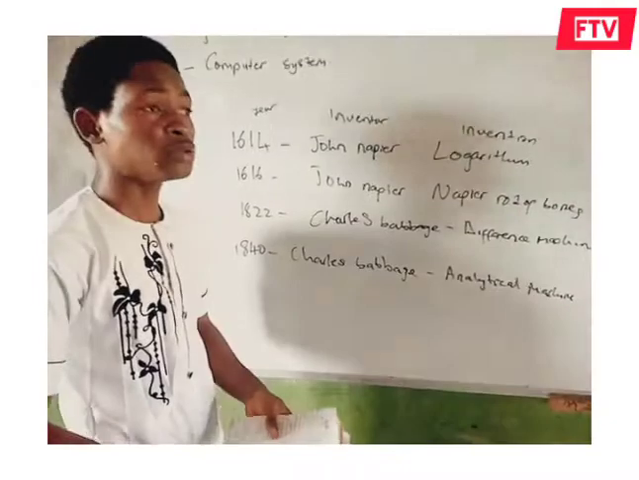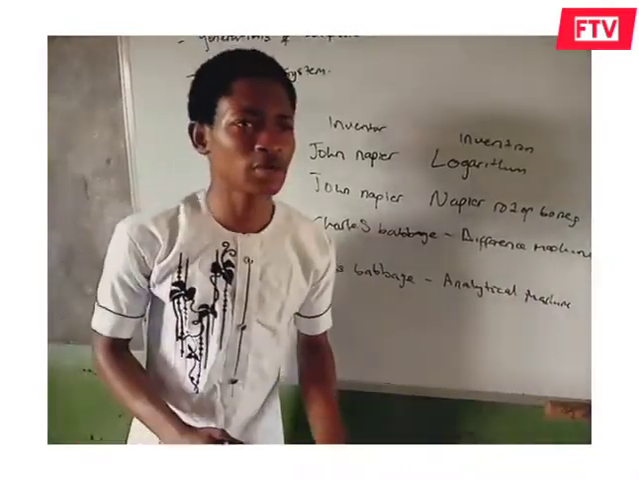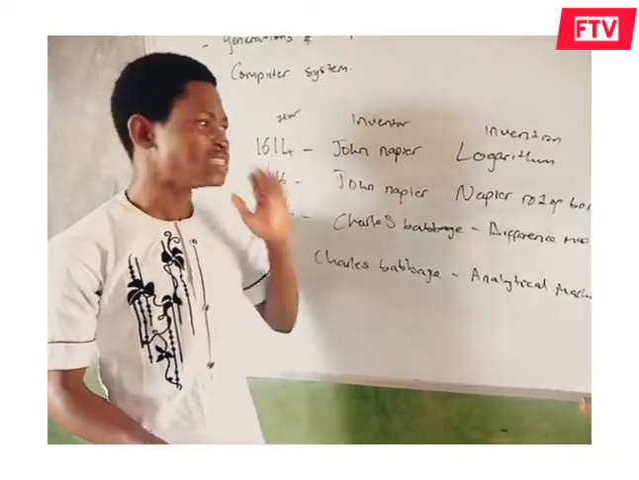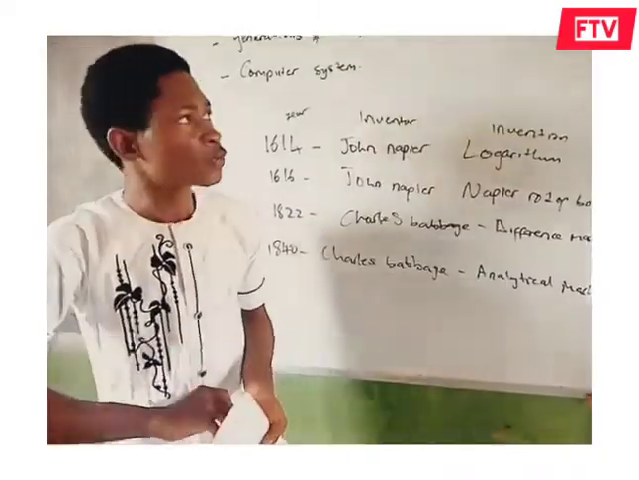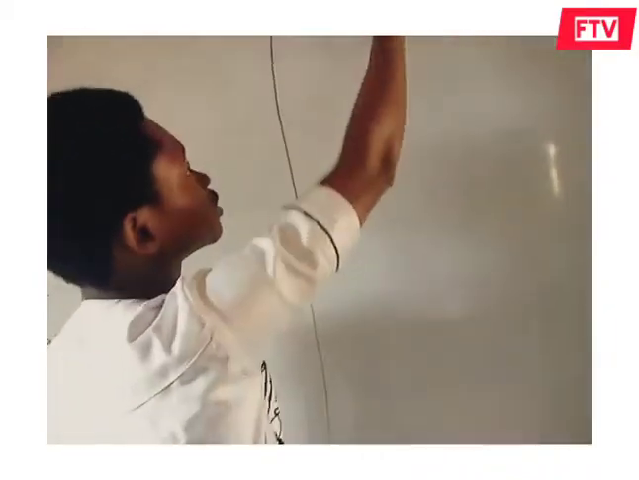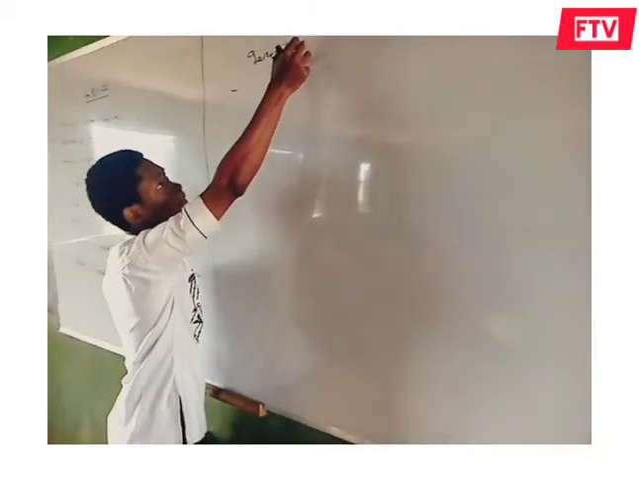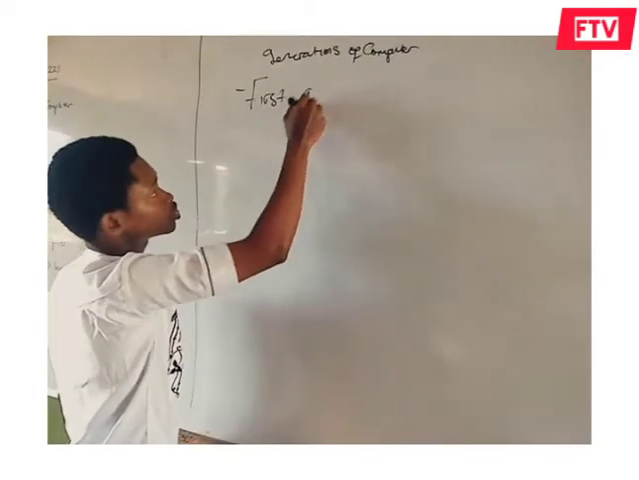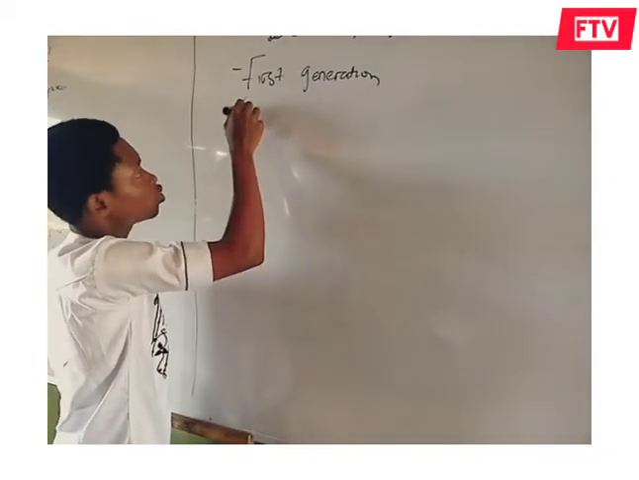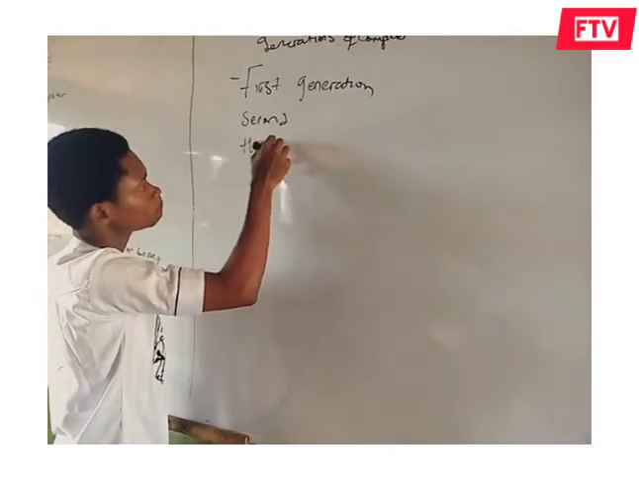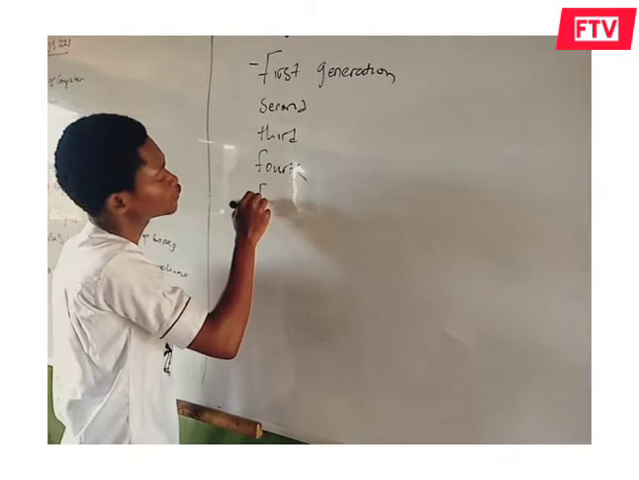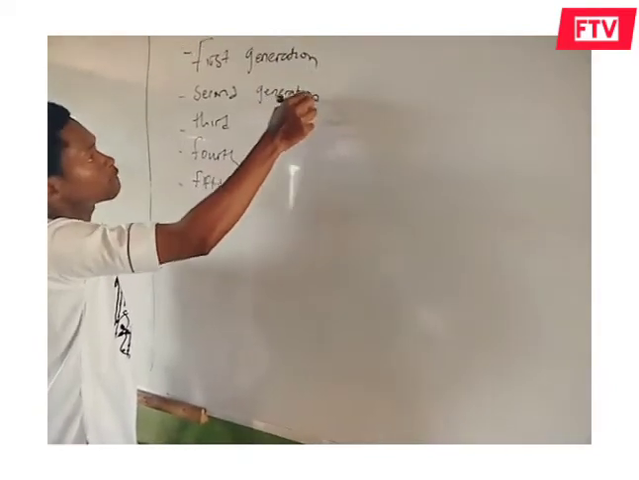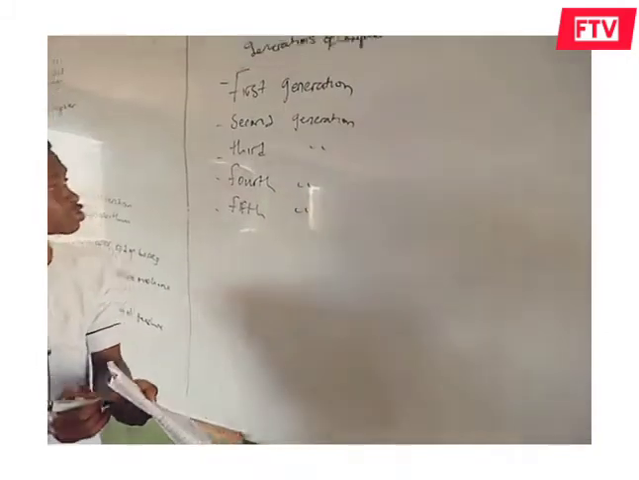Now let's look at the generations of computer. During the introduction of technology, we have various technological developments, and they are classified under generations of computer. There are five generations of computer: the first generation, second generation, third generation, fourth generation, and fifth generation.